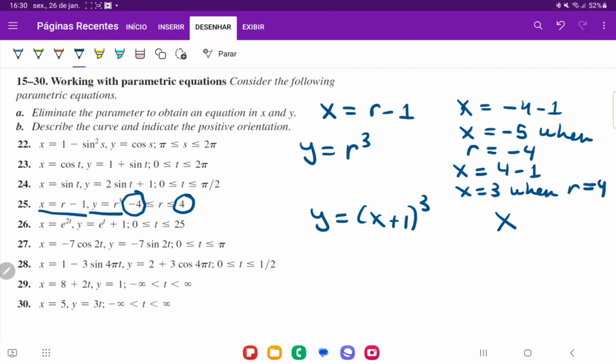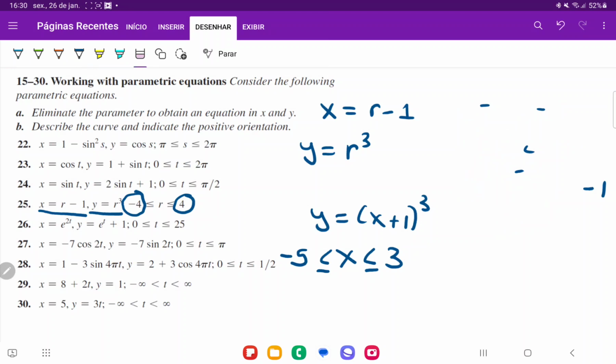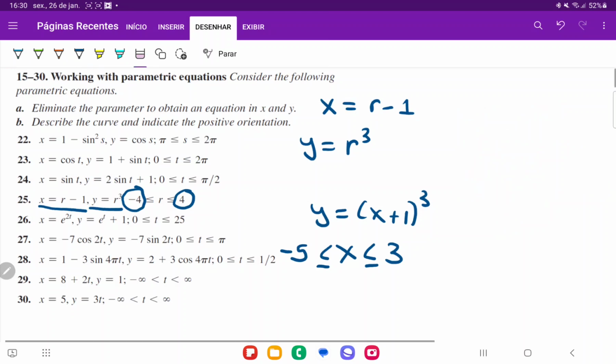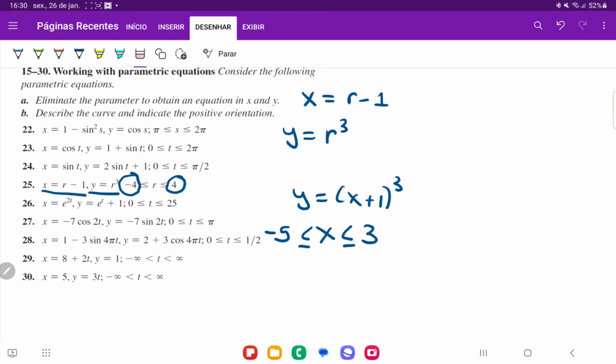So we can see here that x is bounded between -5 and 3, and that corresponds to the boundaries of r, which goes from -4 to 4, because x is r minus 1. So we're going to say that x is bounded between -5 and 3. Okay, so let me rewrite this. So this here is the curve that we get. We've done item A. And for item B, we have to describe what kind of curve it is, and we have to indicate the positive orientation.